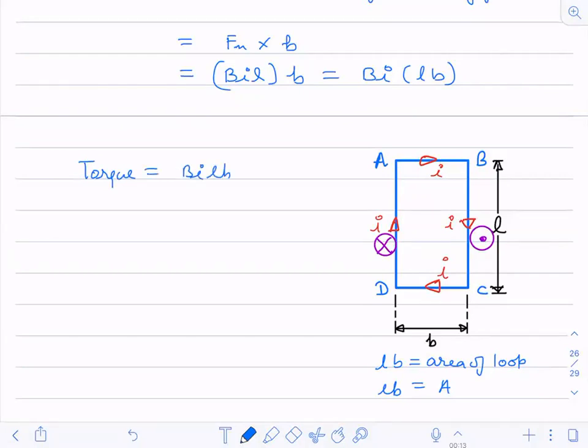BIL into B. LB is nothing but area. So BI into A. So this is equation number 1. This is my equation number 1.